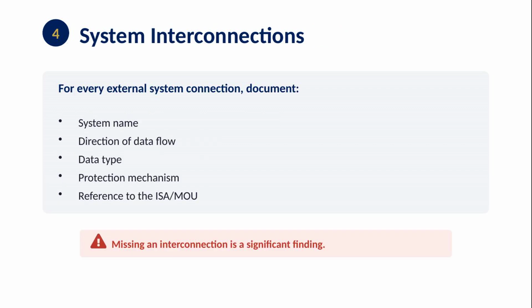4. System interconnections. Any external system your system shares data with needs to be documented, including the system name, the direction of data flow, the data type, the protection mechanism, and the reference to the interconnection agreement. Missing an interconnection is a significant finding. The SCA will check against your boundary diagram.